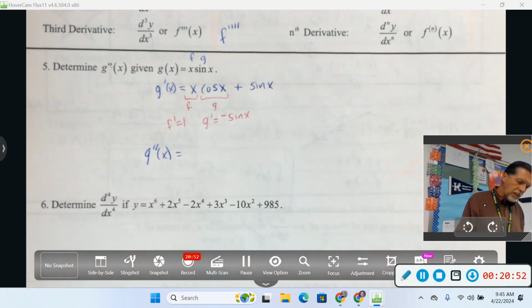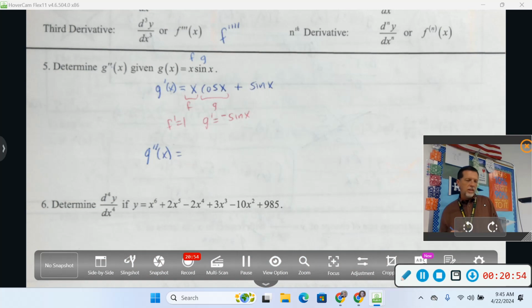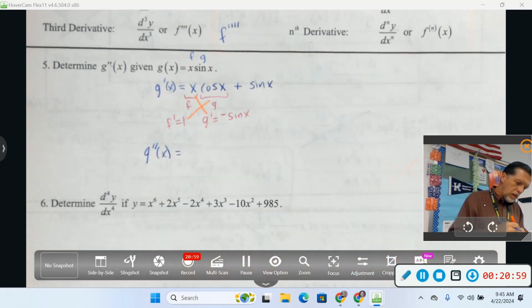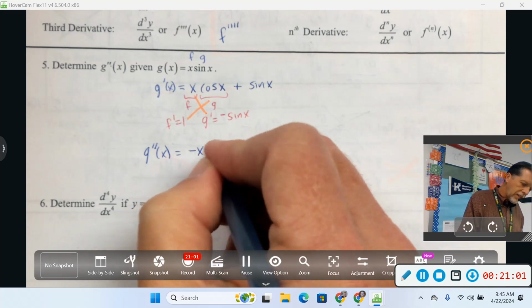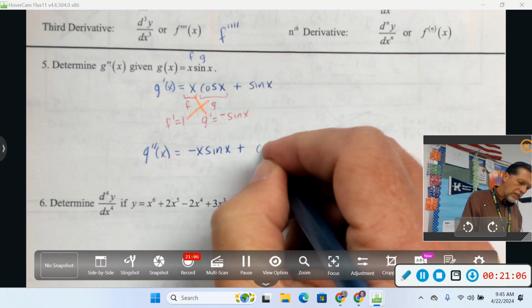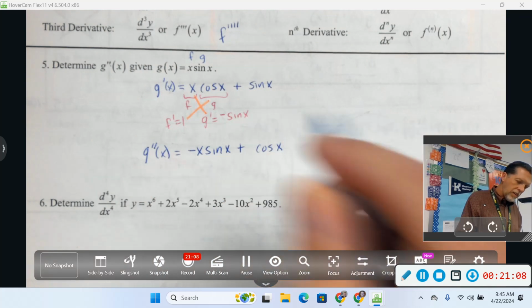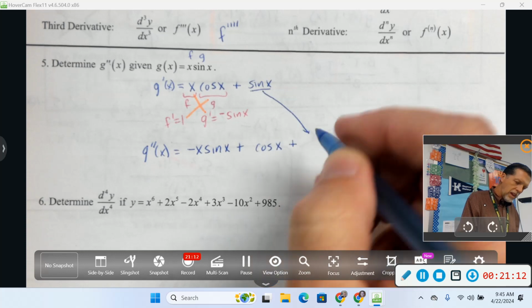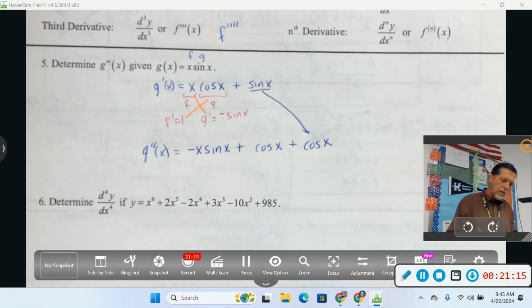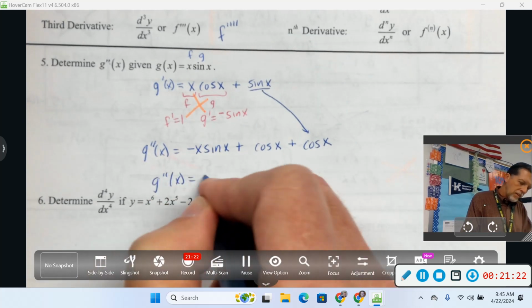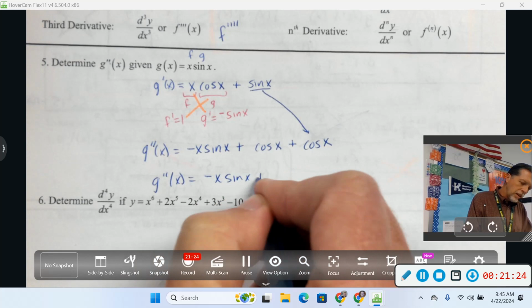Oops, so the second derivative now. Order doesn't matter with the product rule. So I'm going to go negative x sine x plus cosine x. And then don't forget the derivative of this guy is cosine x. I guess we should go ahead and clean that up a little bit. So negative x sine x plus 2 cosine x.